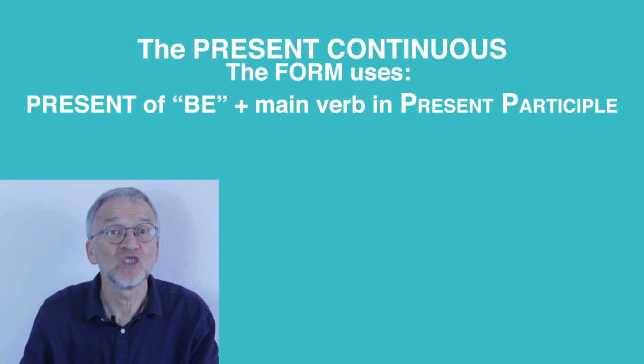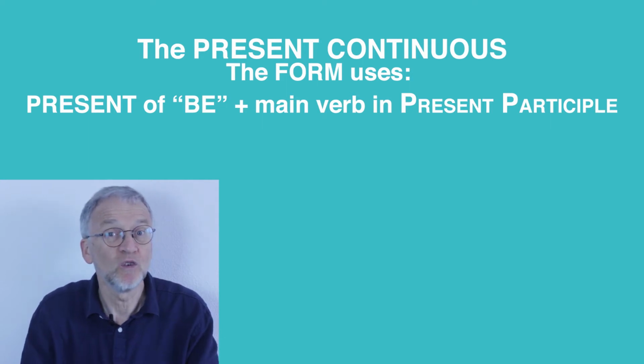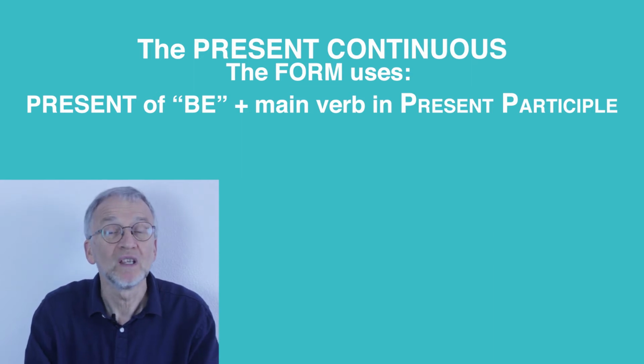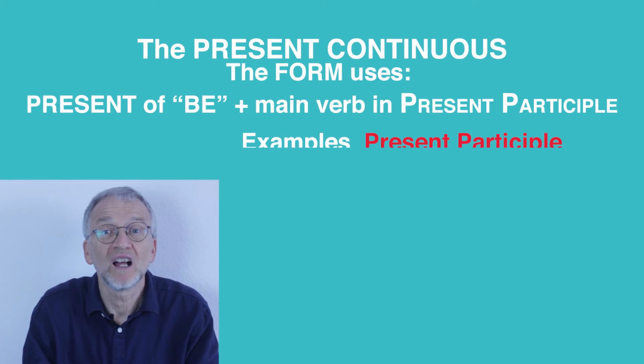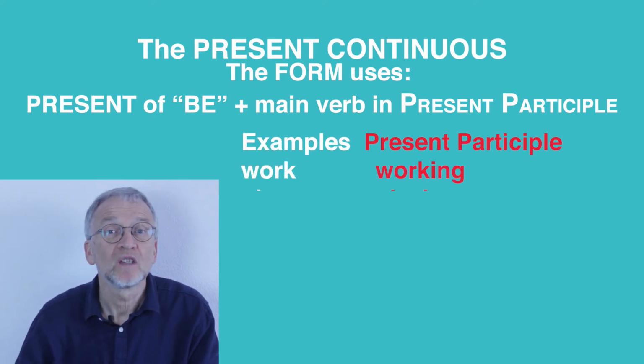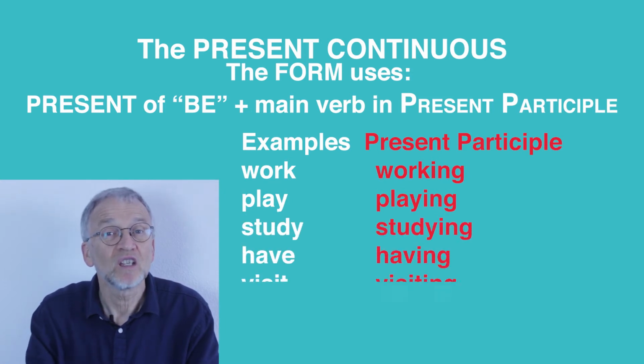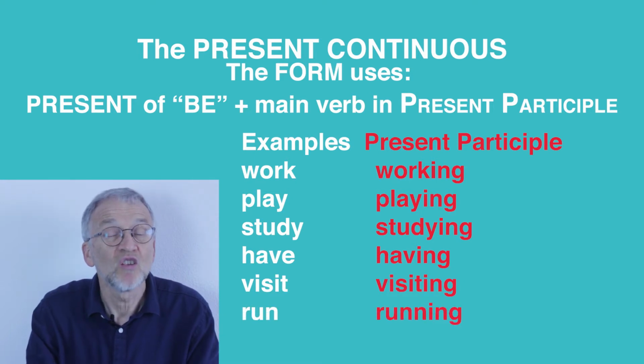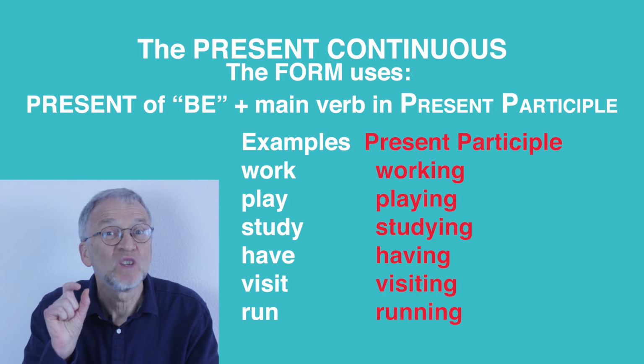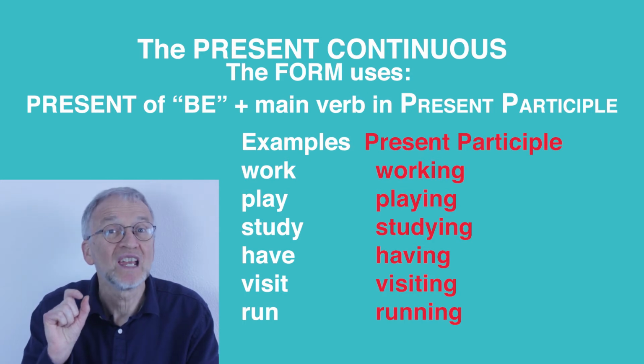So, the present continuous. The way we construct the present continuous is very simple. We use the present of the verb be, am, is, are, and we use the main verb in its present participle form. Examples of present participle are work, working, play, playing, study, studying, have, having, visit, visiting, run, running. Notice that running is with a double N, R-U-N-N-I-N-G. We'll explain this later, okay?